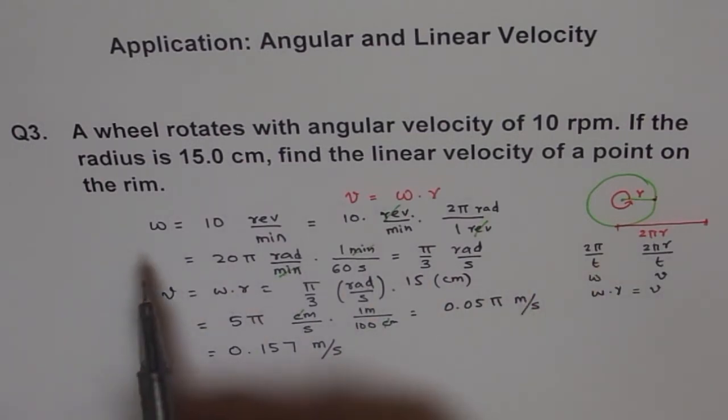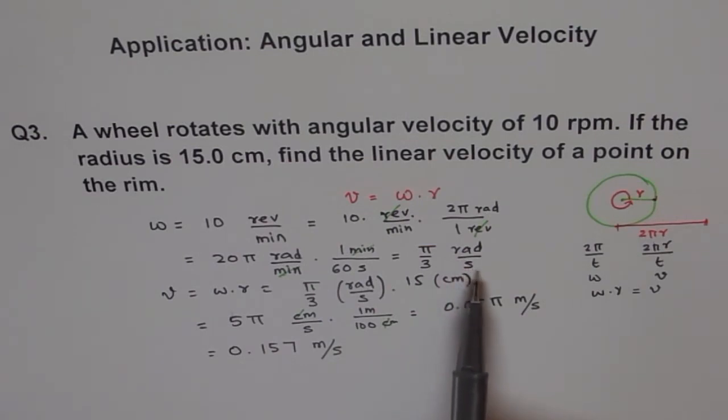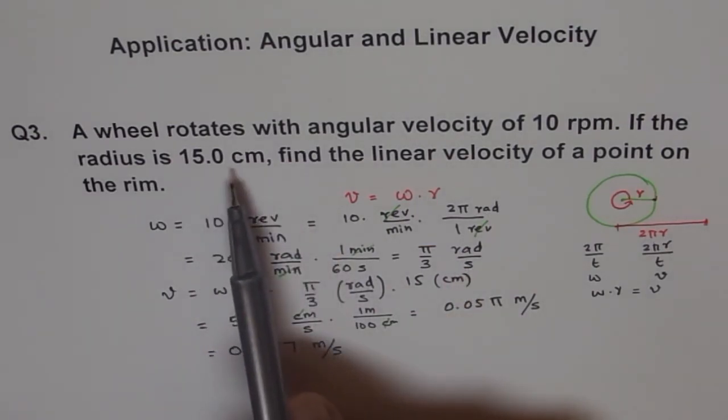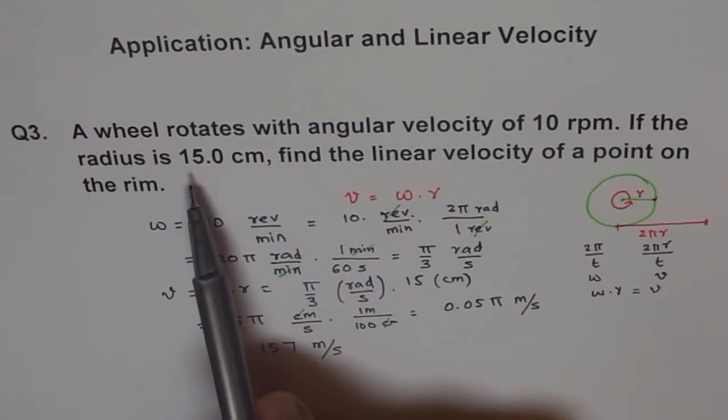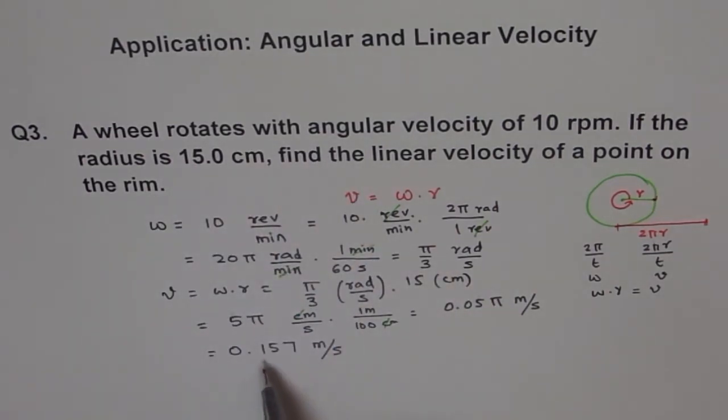Now here the omega was 10 revolutions per minute. We converted that to radians per second and then multiplied by 15 centimeters. We could have converted centimeters to meters straight away here, 0.15, and then got our answer to exact value or to decimal places as required. I hope you appreciate the way we have done it, and you understand the concept that both angular and linear velocities are very much related and very easy to work with.